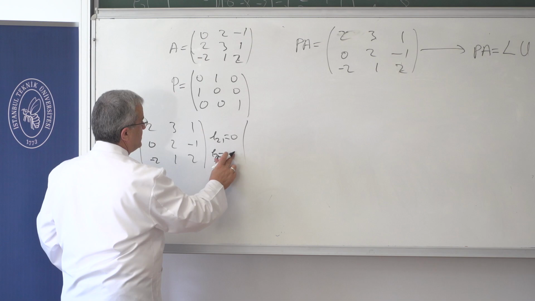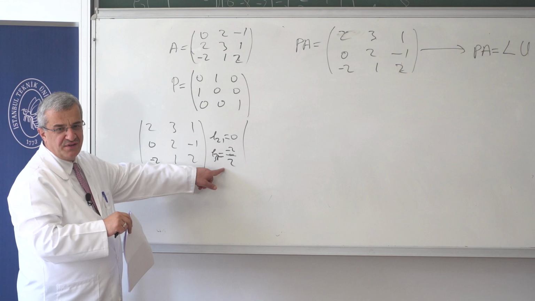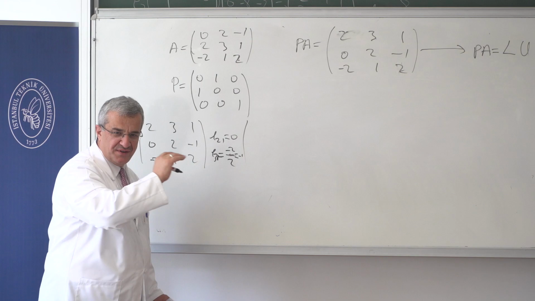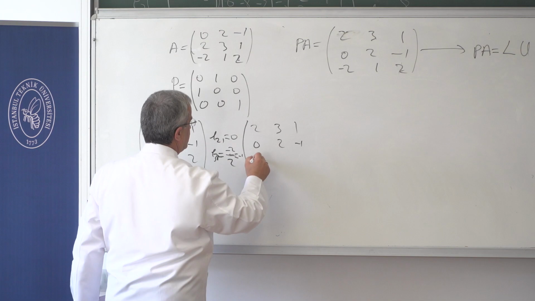Let me do the division here. Minus 2 divided by 2. Right? So I don't need to do those multiplications. I just need to calculate, right? This is minus 1. I will keep that in mind, and then I will just write it. Okay? So what is the next matrix? It's 2, 3, 1, 0, 2, minus 1.